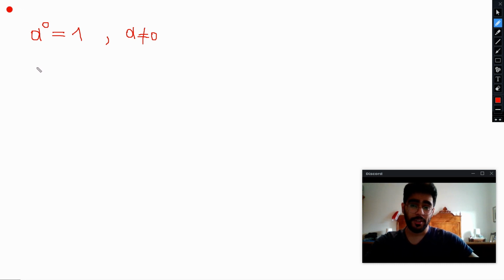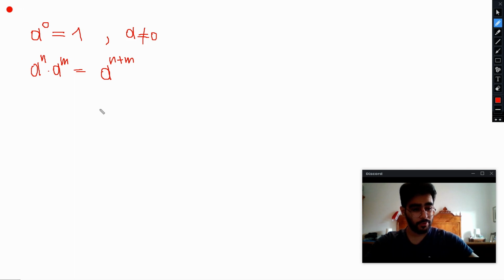Then we have a to the power of n times a to the power of m. This means if you have the same base, and you multiply the same base numbers with different powers, then you can add the powers. So you have a to the power of n plus m.